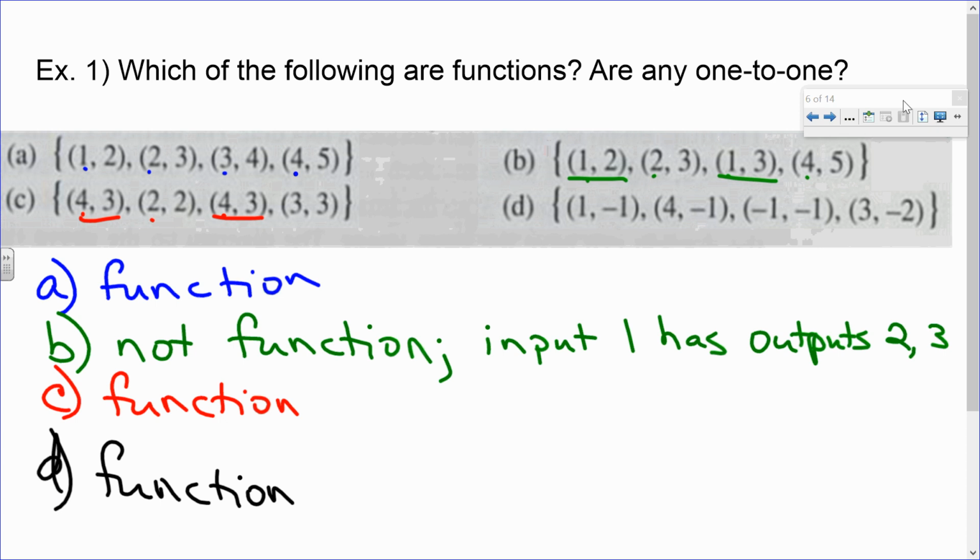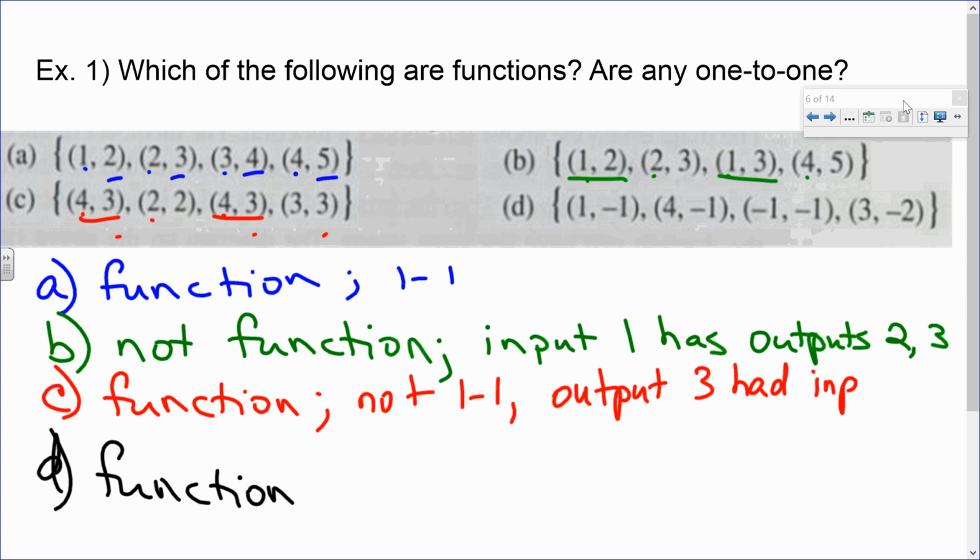So now we're going to go back and worry about the one-to-one part. So for A, now we're looking, are there any y's that repeat? So that means each y just has exactly one input. So that means it is also 1 to 1. Okay, skip B because it was not a function. C, do we have any y's that repeat? Do they have the same or different x's? So thumbs up, thumbs down, 1 to 1 or not? And that's correct. It is not 1 to 1. And then the reason is going to be that the output 3 had 2 different inputs, and we'll name them. So inputs of 3 and 4.